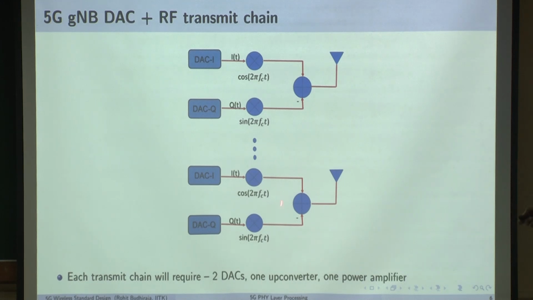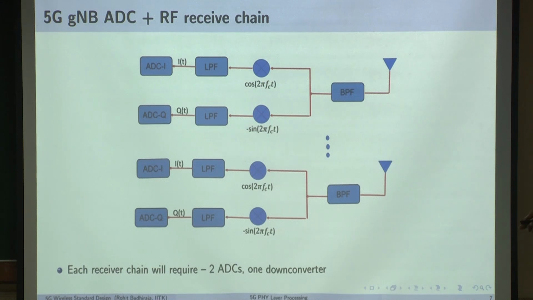So you need 64 up-converters and 64 antennas. Each transmit chain requires 2 DACs, 1 up-converter, and 1 power amplifier. The power amplifier boosts the power to transmit at a particular power. Similarly at the receiver, each receiver chain, if you're looking at the user side, let's say the user has 4 antennas.